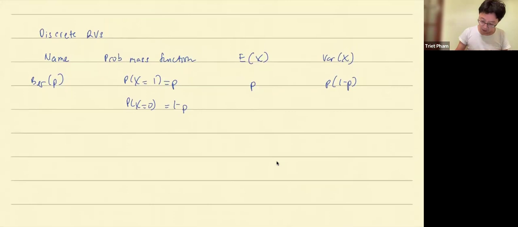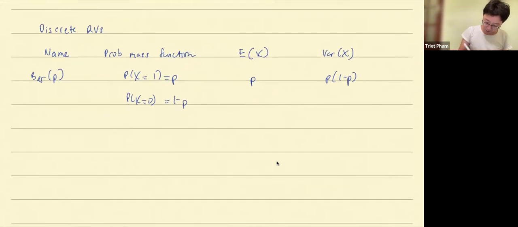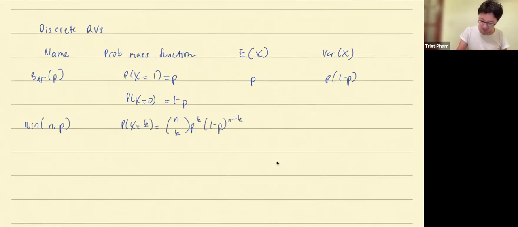And then we have the binomial n, p. X equals K is n choose K, p to the K, 1 minus p to the n minus K. Here, K runs from 0 to n. Expectation is np, variance np times 1 minus p.